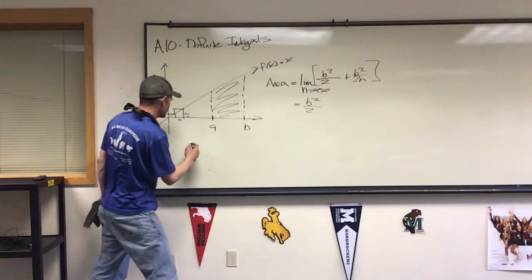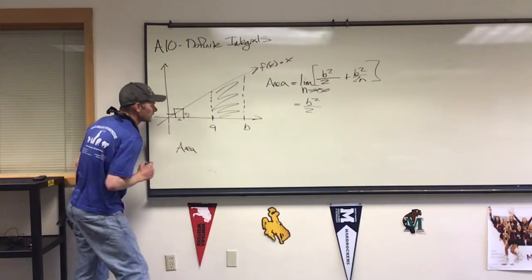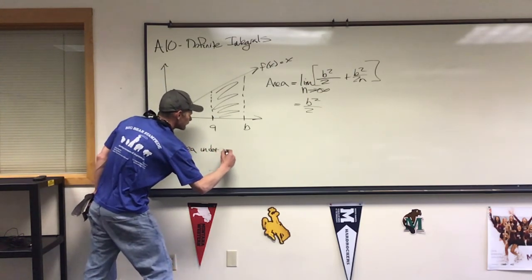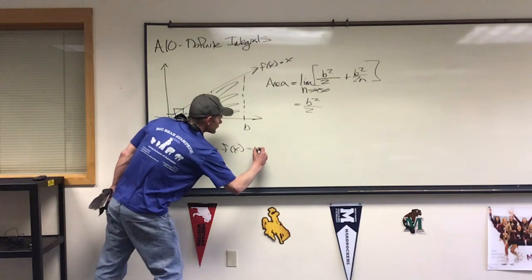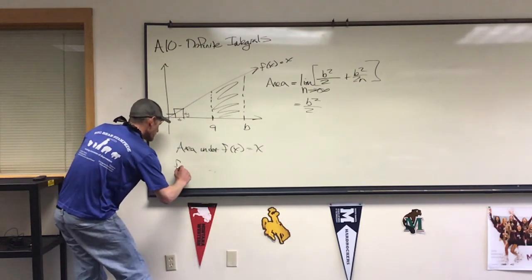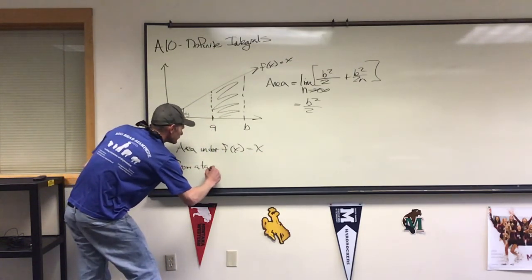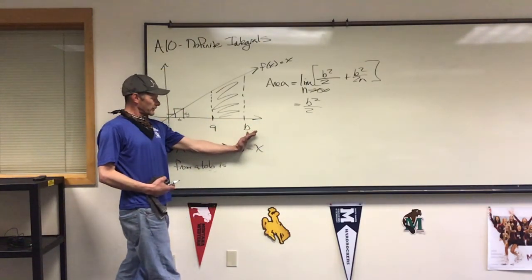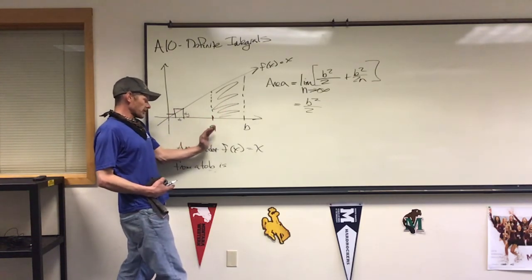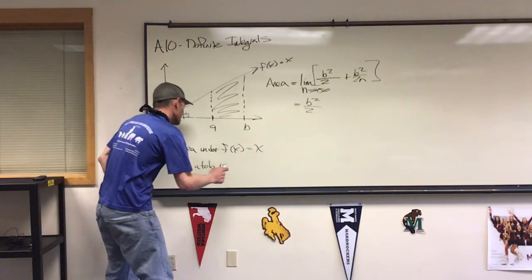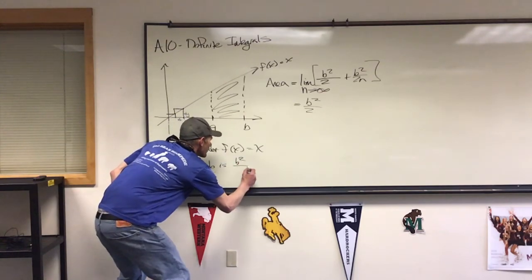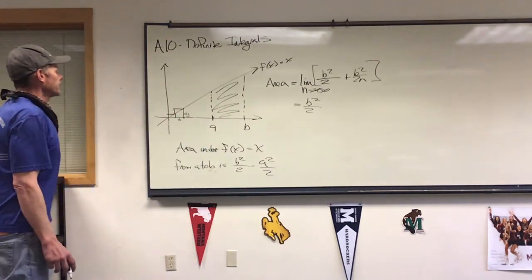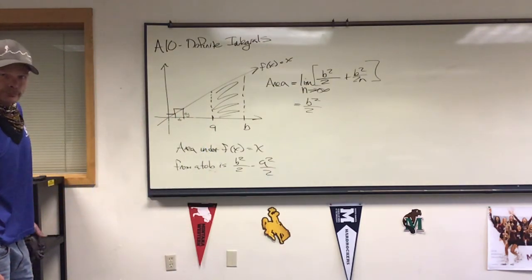So the area here, under the curve f of x equals x from a to b, is going to be, we're going to take this part out, this b squared over 2, that's this whole area, and then we're going to subtract out this piece. So we have b squared over 2 minus a squared over 2. Okay, and that will be the area.